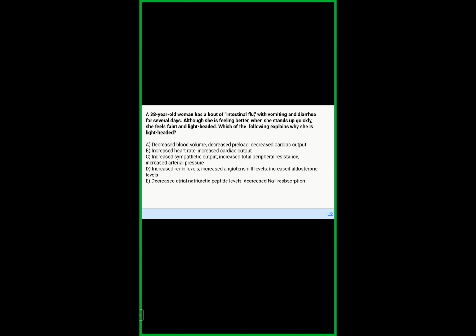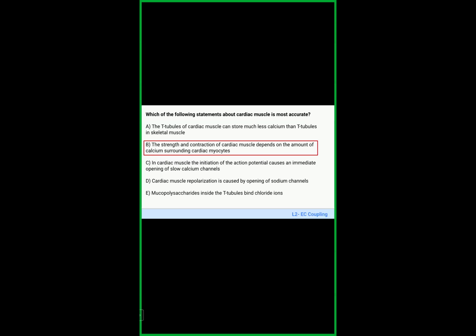Well, someone asked, why was C wrong? So for the previous question, I'm assuming it's this one. C, it says, on top. C says, in cardiac muscle, the initiation of action potential causes an immediate opening of slow calcium channels.